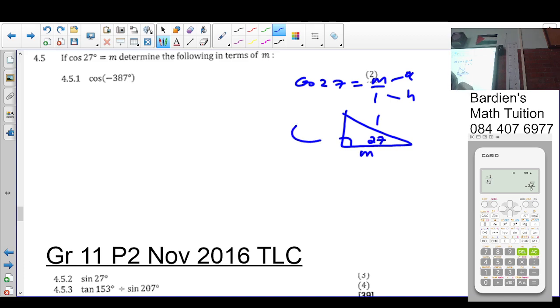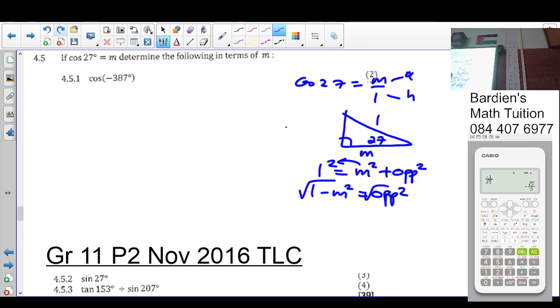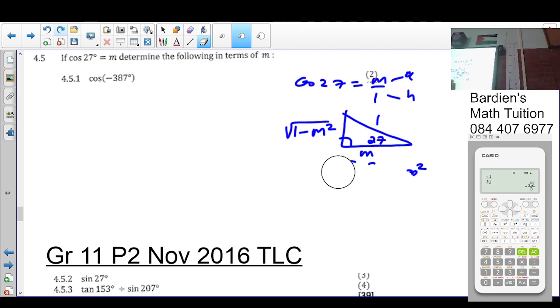So how do I get this third side here? Apply Pythagoras. So 1 squared is equal to m squared plus your opposite side squared. Again, over the equal sign, so it's 1 minus m squared is equal to your opposite side squared. Square root thereof is the square root of 1 minus m squared. You can't take the square root of it because it's a plus or minus between.